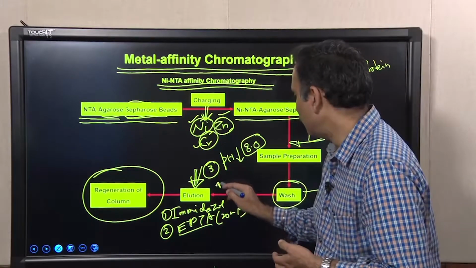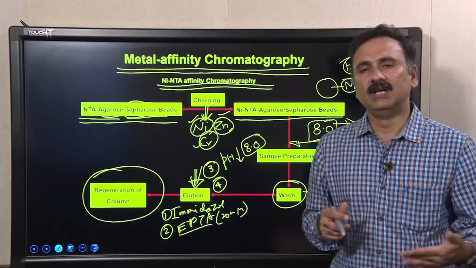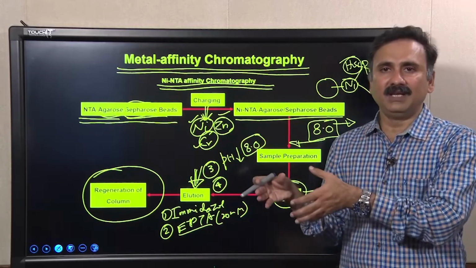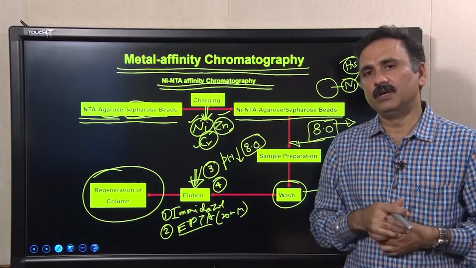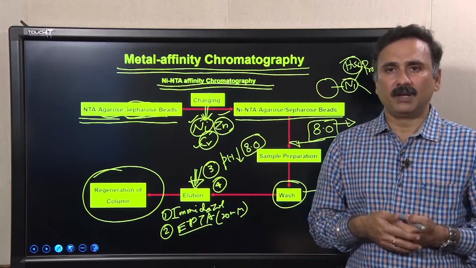Number 4 way of eluting the protein is that you can add the chaotropic salts, like you can use urea or GdmCl, and that also is going to affect the affinity between the histidine tag and the nickel NTA, and that also is going to remove the protein from the column.